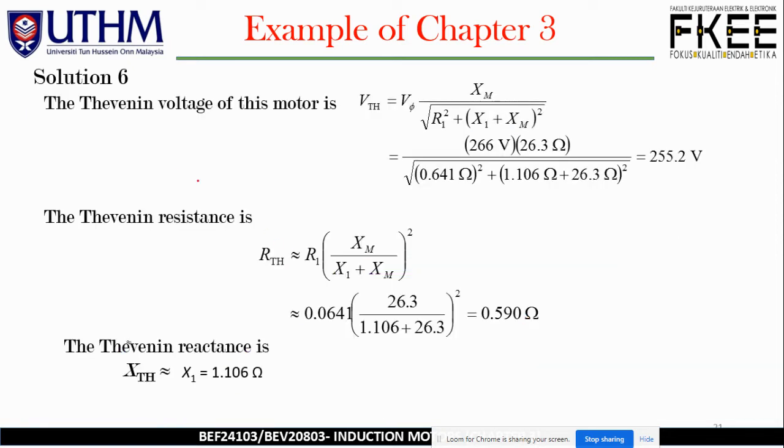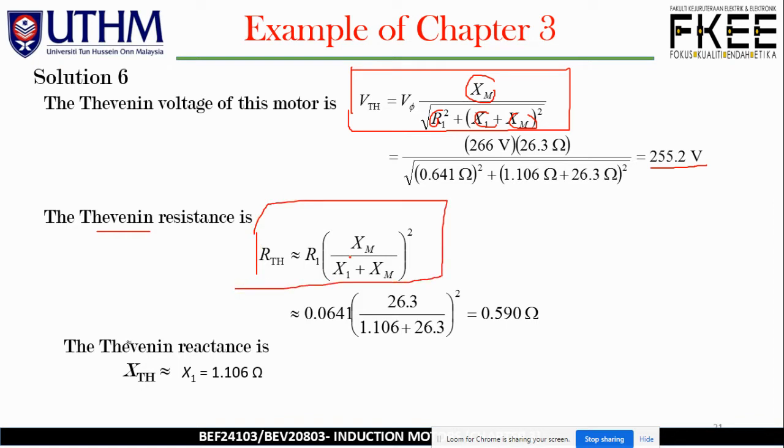Okay, now solution number 6, the terminal voltage again. You just take your equation of terminal voltage and immediately substitute the values of SM, R1, X1, and XM. Just complete the calculation to get the terminal voltage, approximately 255.2 volt. The same goes for the terminal resistance. We have approximately R1 in bracket SM over X1 plus SM squared, and solving the calculation gives the terminal resistance of approximately 0.590 ohms. And what about the terminal reactance? As we have seen earlier, it is approximately equal to X1, and we can directly obtain it from the provided value.